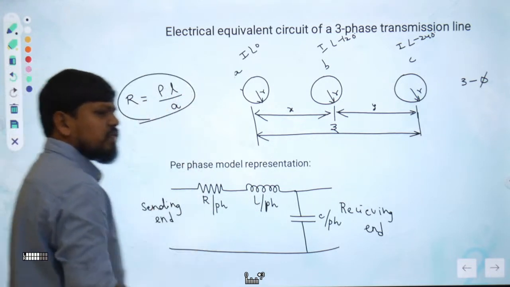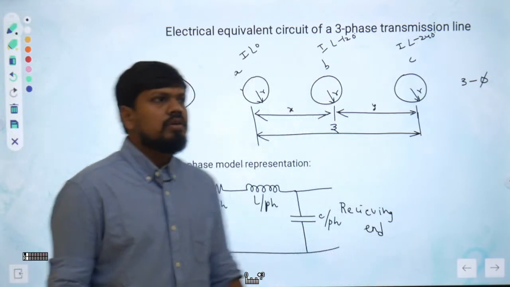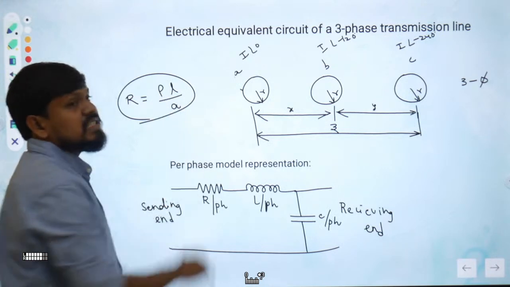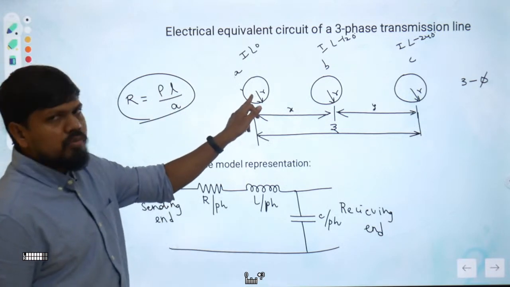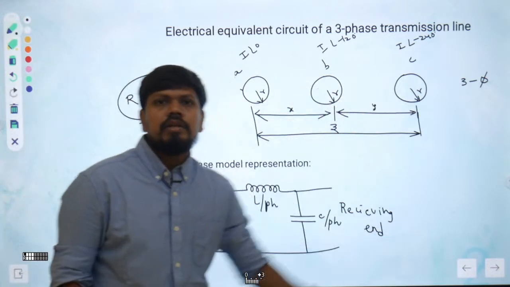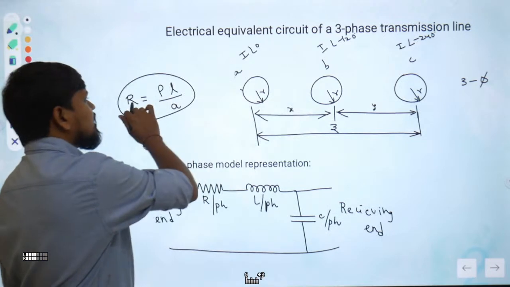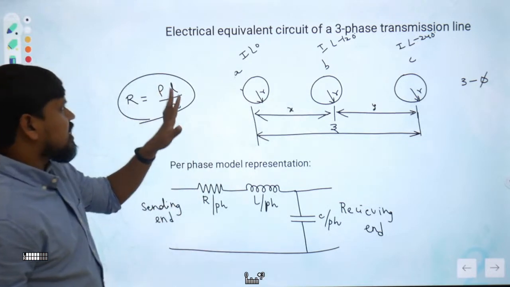Whether this is for A phase, B phase, or C phase, for every phase it is. You observe what is this rho? Resistivity of the conductor. What is the material? Aluminum material. This is also aluminum material. This is also aluminum material. That means for every phase the resistance is same only. For every phase resistivity is same only.